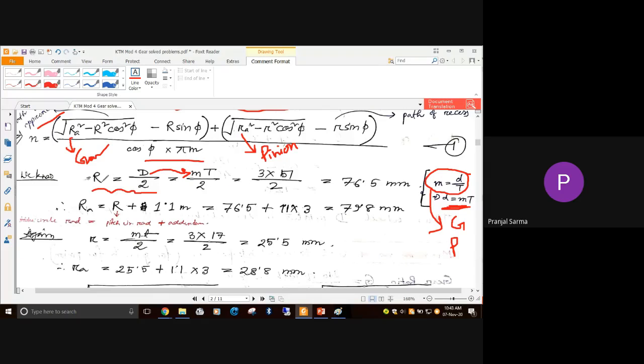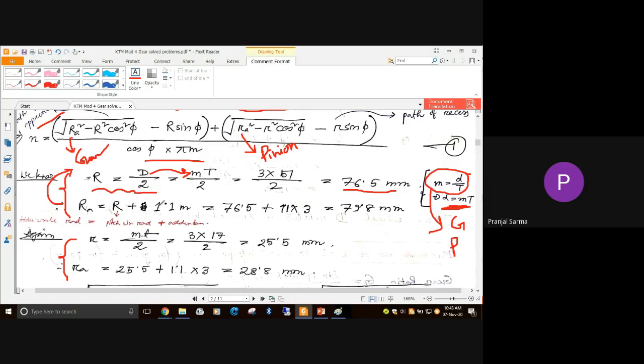Now, this part with the capital letters is for the gear. Similarly, we are going to find the pitch circle radius and addendum circle radius for the pinion also. Now we have r equal to m t by 2. m is already given as 3 mm, which is the module, and t, the number of teeth on the gear, we just found to be 51. So 3 into 51 divided by 2 gives you 76.5 millimeter.